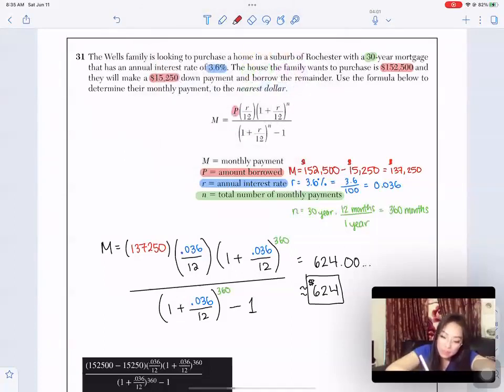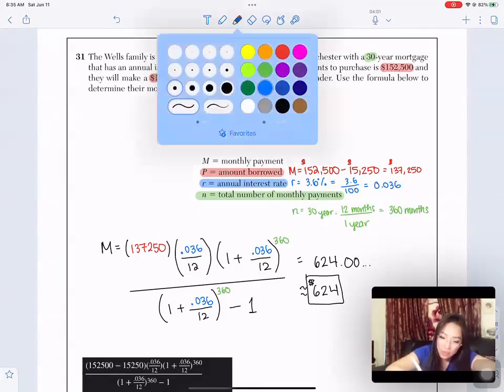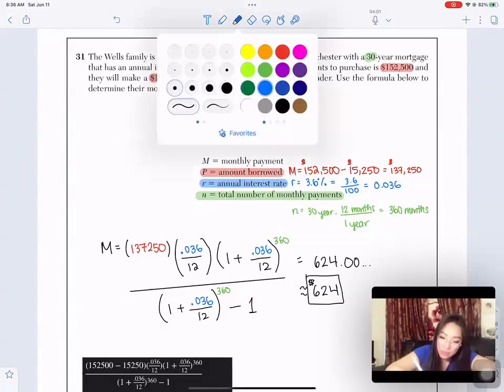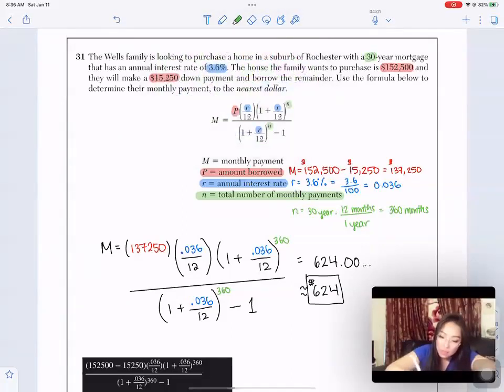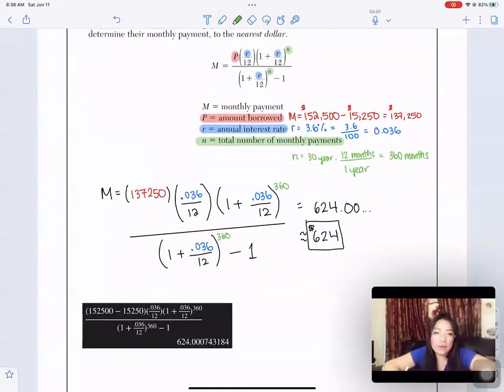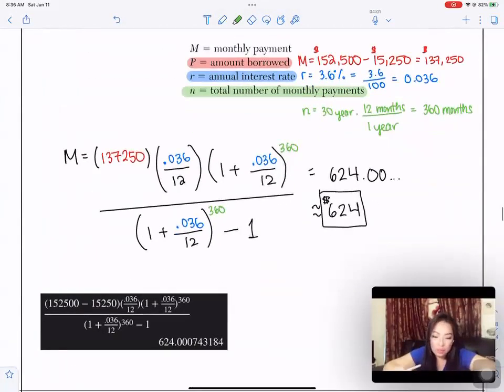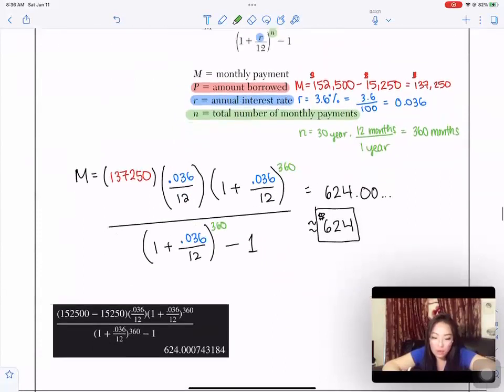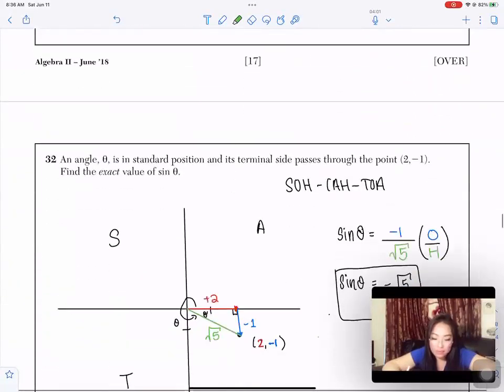You replace P with 137,250, the R value. There are like 3 places to do this. So if you're not careful with your substitution, you can mess this up. And you should get 624. And when you substitute it into your calculator, it looks like this. Just be careful because it says round to the nearest dollar. So it should be 624.